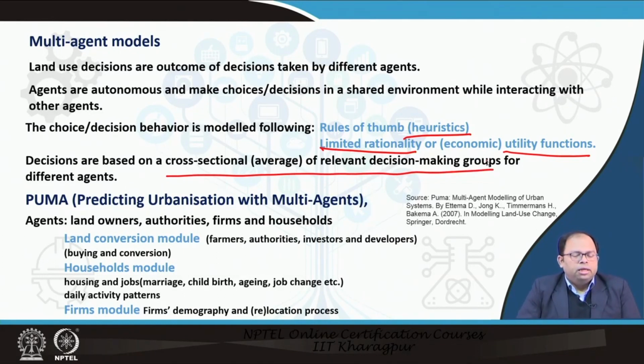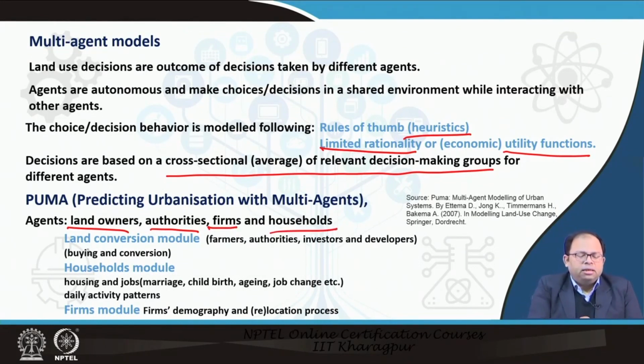One of the models, again a famous model, is PUMA, which is predicting urbanization with multi-agents. This is one of the very common, well-known models which is still in use. It uses the multi-agent approach. Here agents are landowners, and agents could be the authorities. Authority means the planning departments, maybe the municipal corporation, who form the laws and the guidelines. It could be the farms, the companies, or the households.